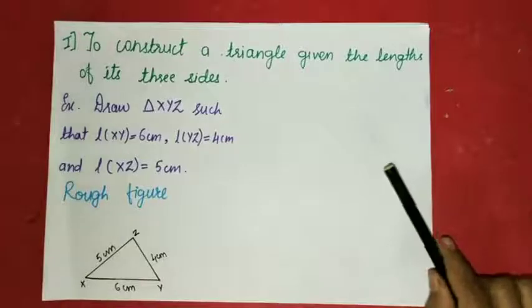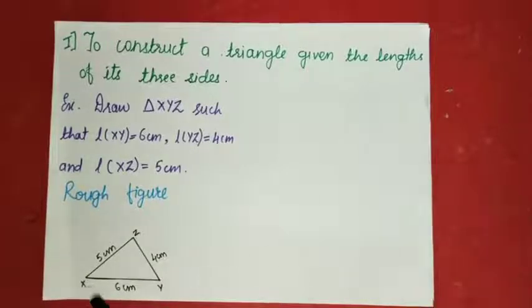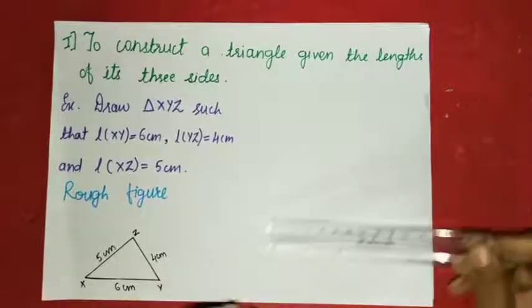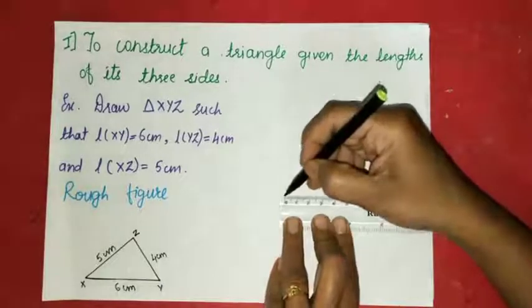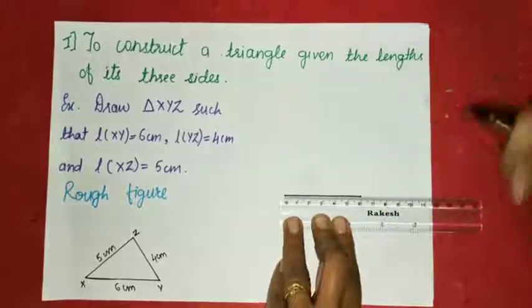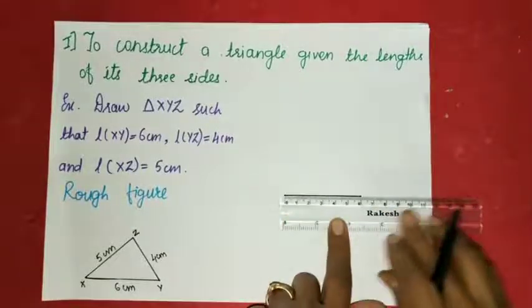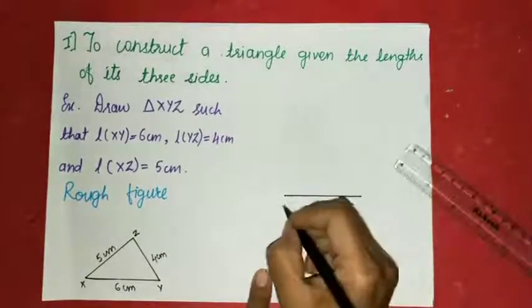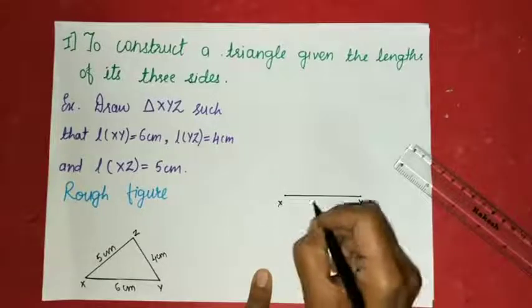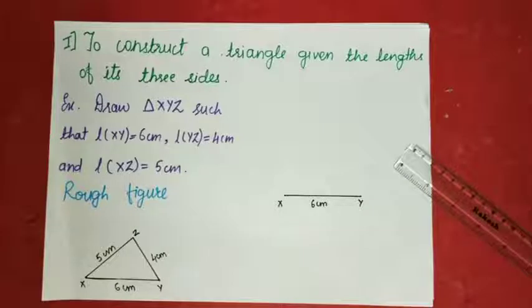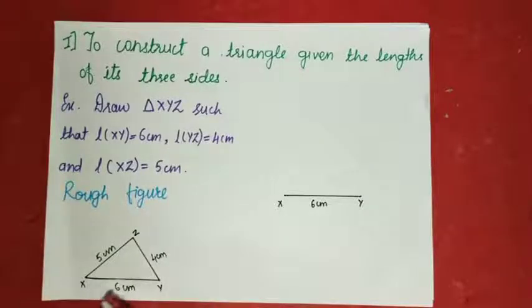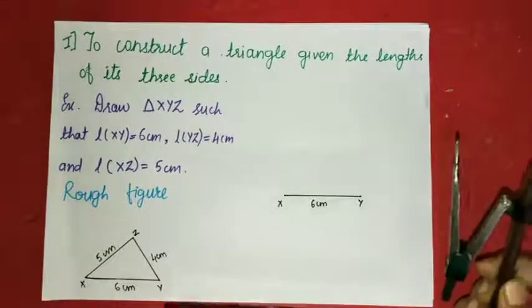Now for the exact figure, we will first draw segment XY of 6 cm. Take a ruler. Now from 0, draw it up to 6, that is 6 cm. Everyone is able to see here. Give the name here XY. Write here 6 cm. Now to draw segment of 5 cm, we will take a ruler and a compass.